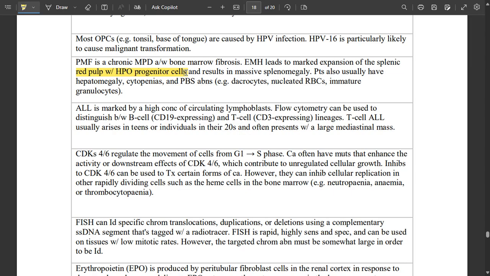Patients also usually have hepatomegaly, cytopenia, and peripheral blood smear abnormalities. For example, dacrocytes, which means tear cells, are seen. Nucleated RBCs and immature granulocytes are also seen in the peripheral blood smear.